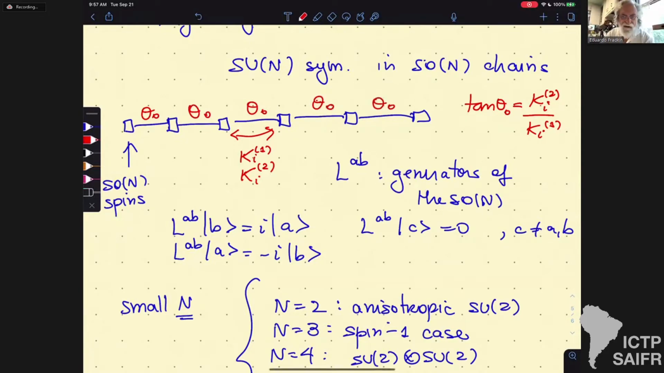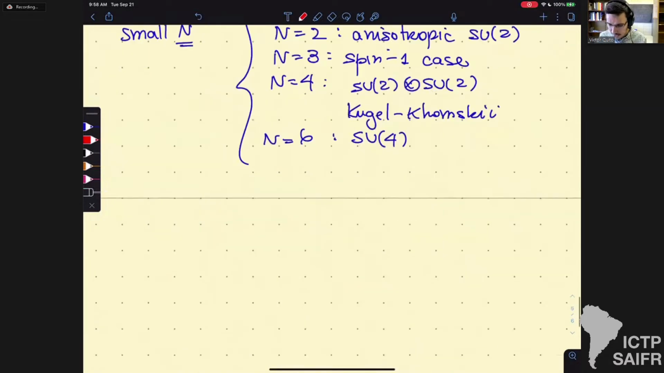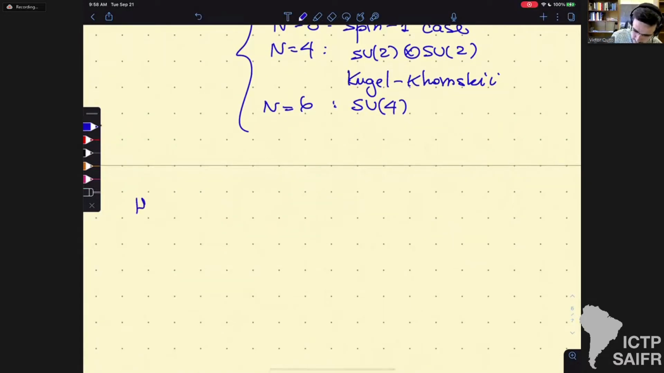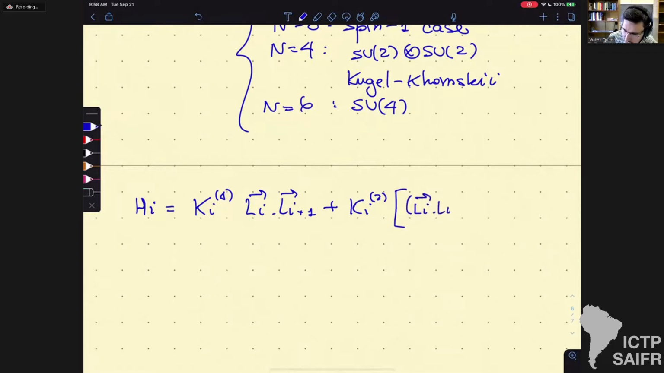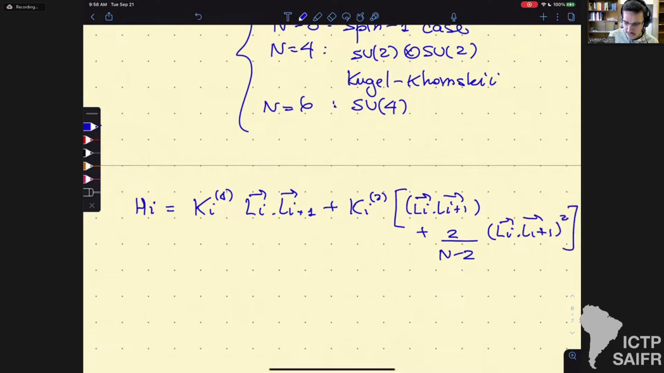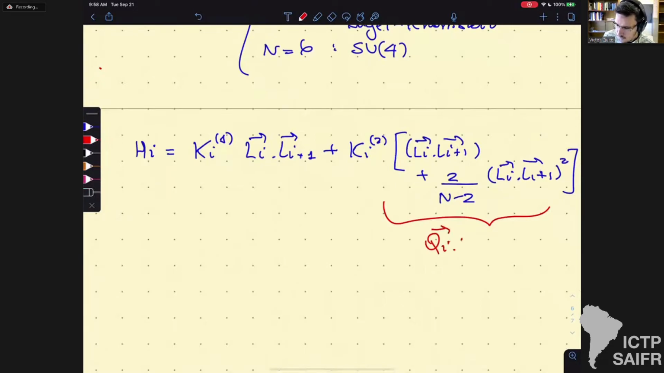Sorry, can you explain what these 2 couplings are? Yes, I will define the 2 couplings here. The Hamiltonian of a given bond is K_i1 L_i dot L_{i+1} plus K_i2, and I will just write it down, L_{i+1} plus 2 by n by 2 L_{i+1} squared. So unlike the spin-1 case, we can allow for this term here, and this is the quadrupole term. So this is the product of quadrupole operators of SO(N), and these are dipole operators. So it's a dipole-dipole interaction and a quadrupole interaction.